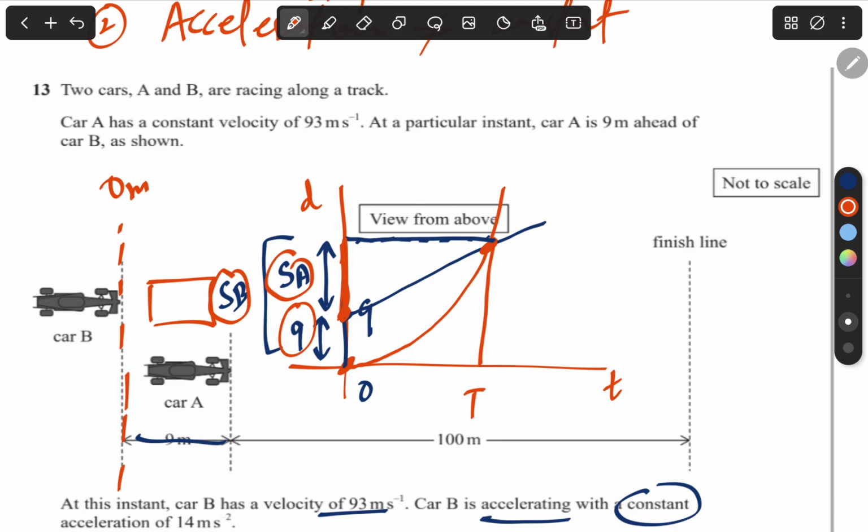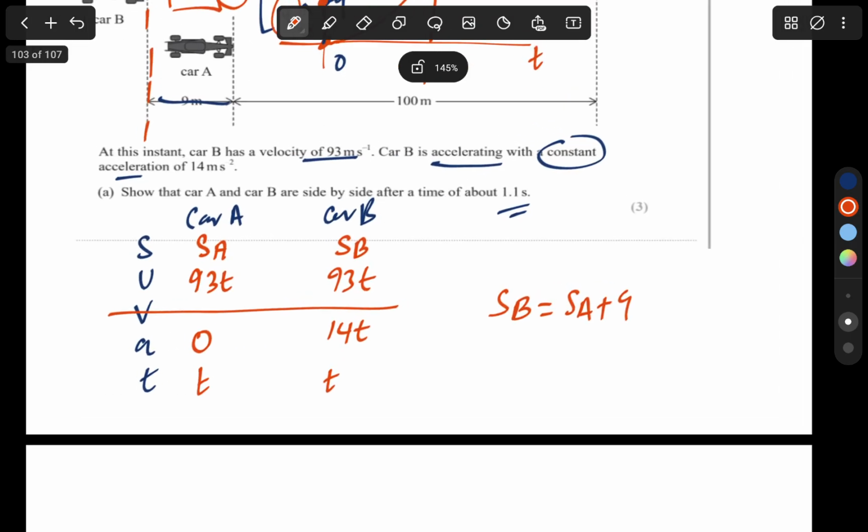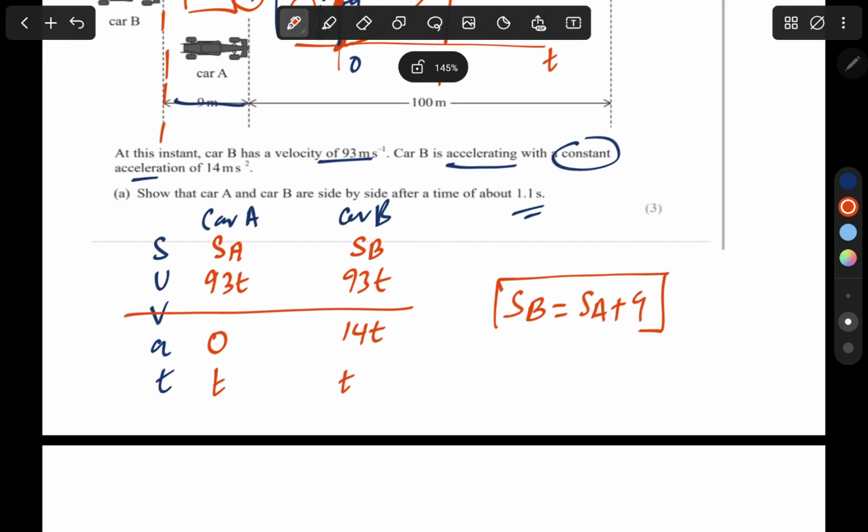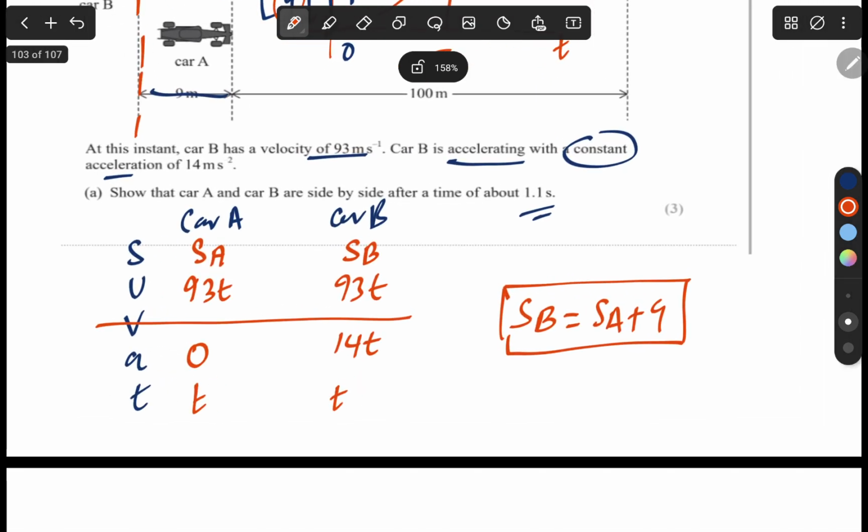SB is SA plus 9. Okay, so then you get this equation between them. Okay, so that's what you have to write. So the distance traveled by SB is always 9 more than SA. Okay, so you have to find that distance.